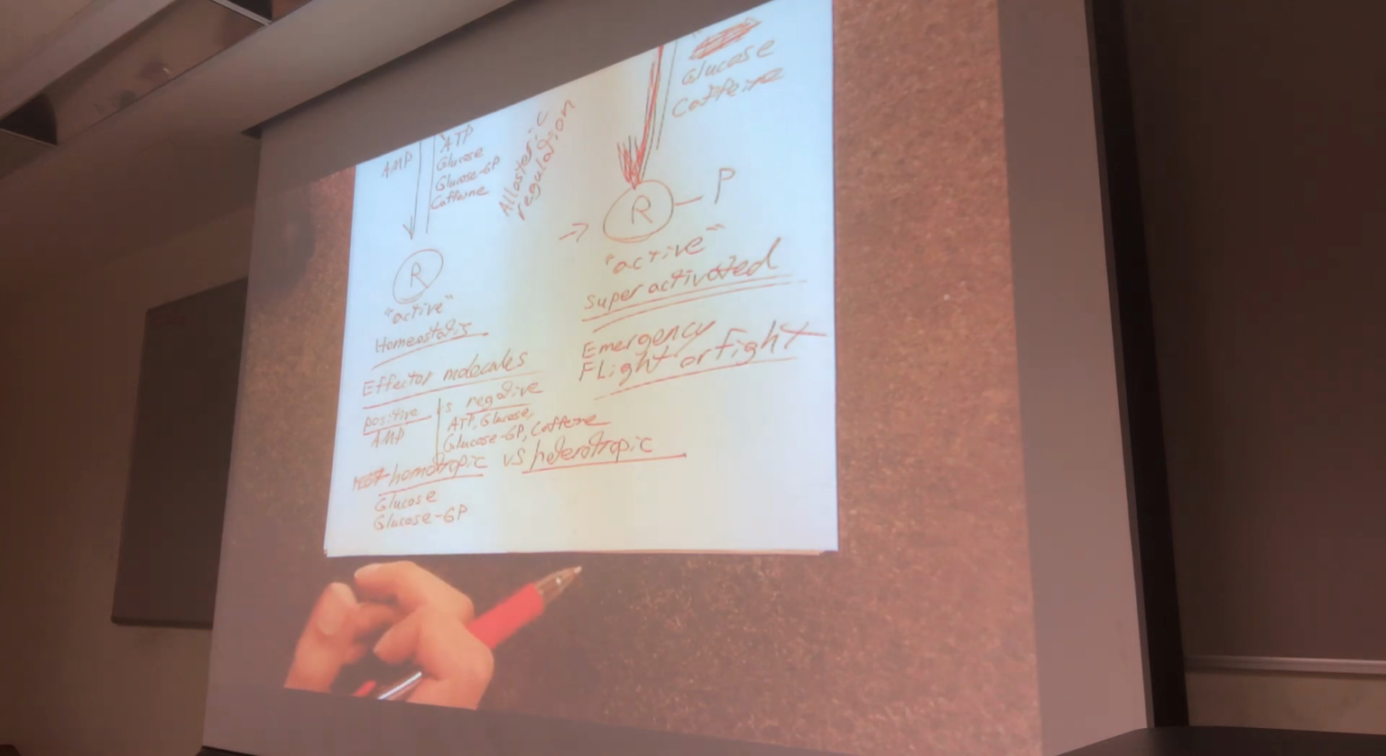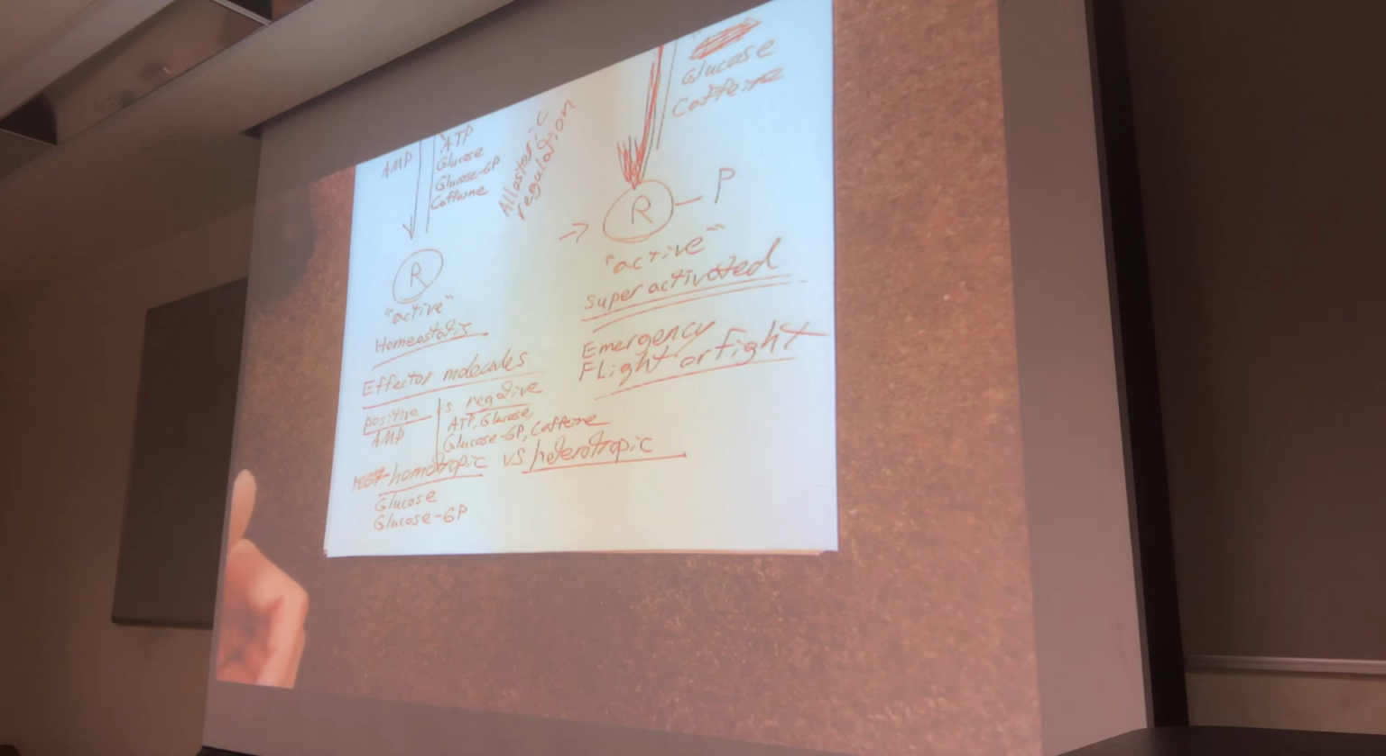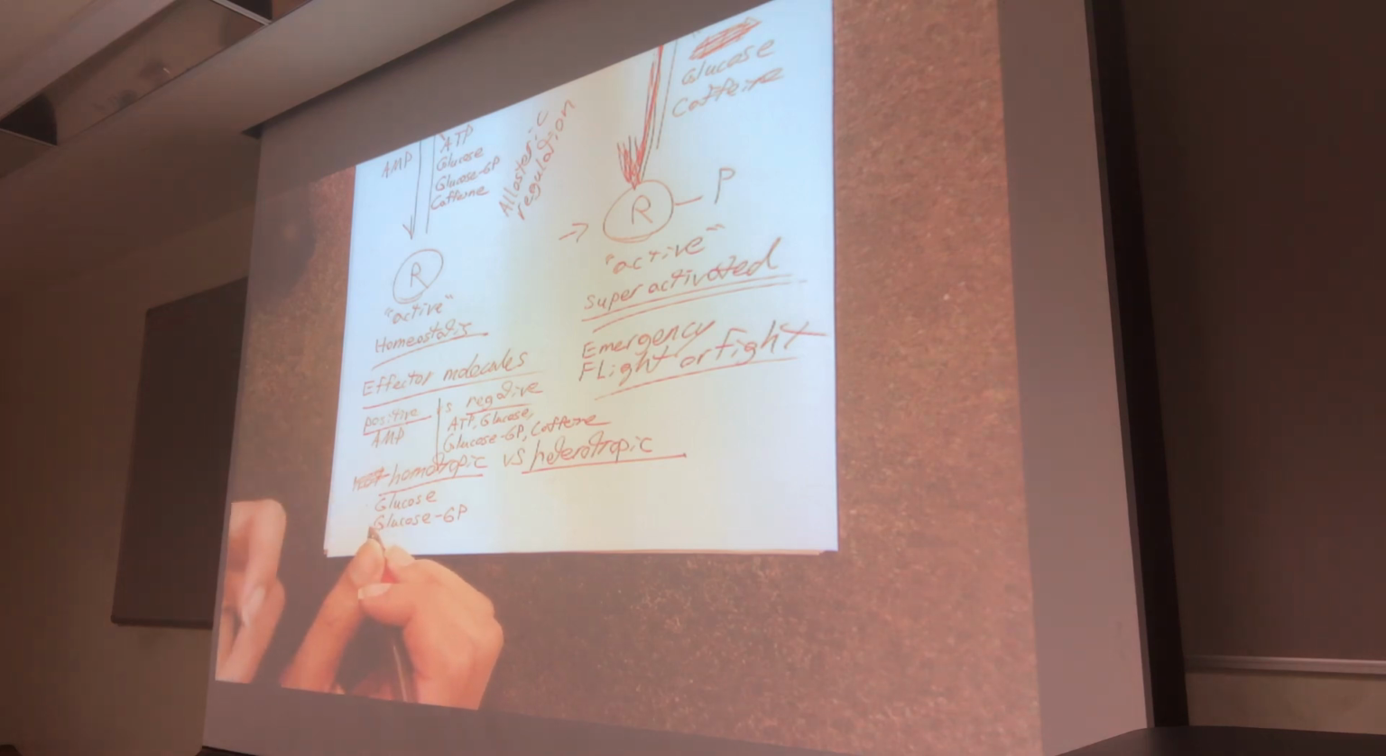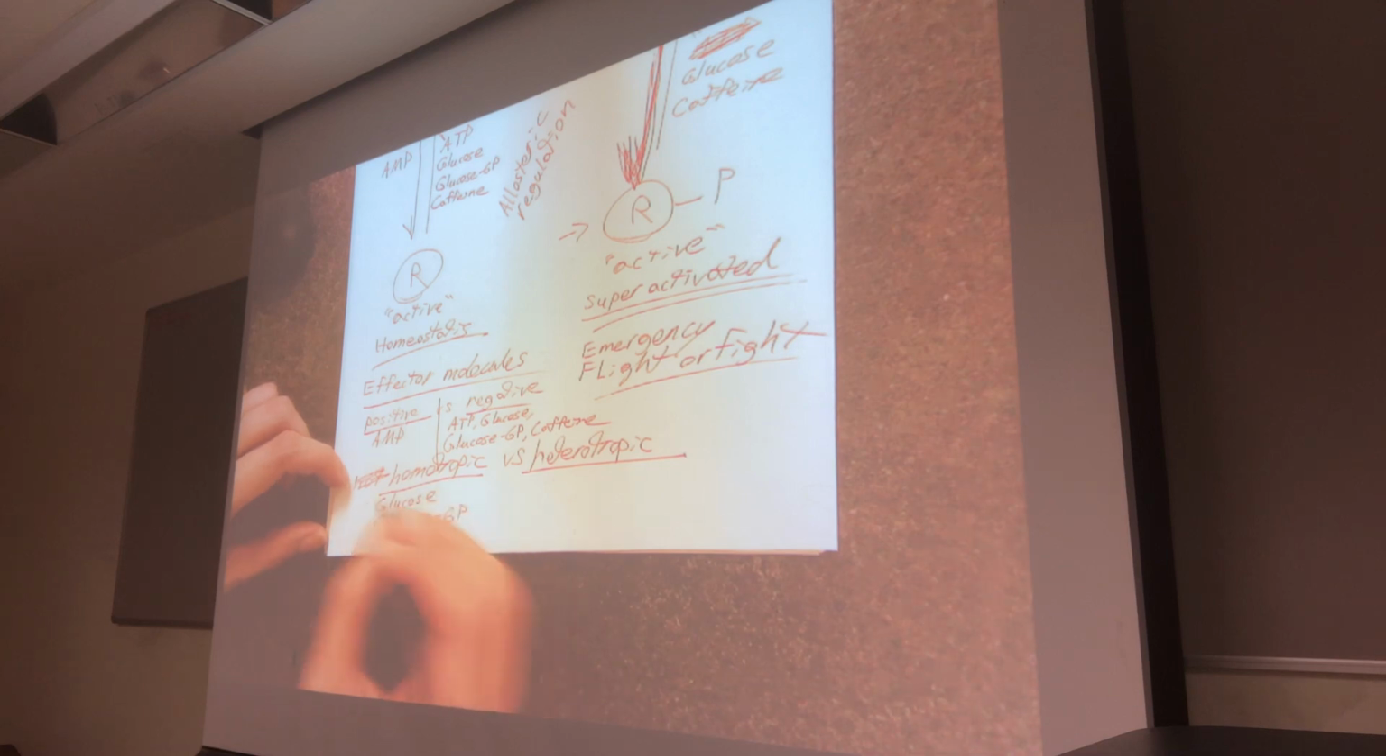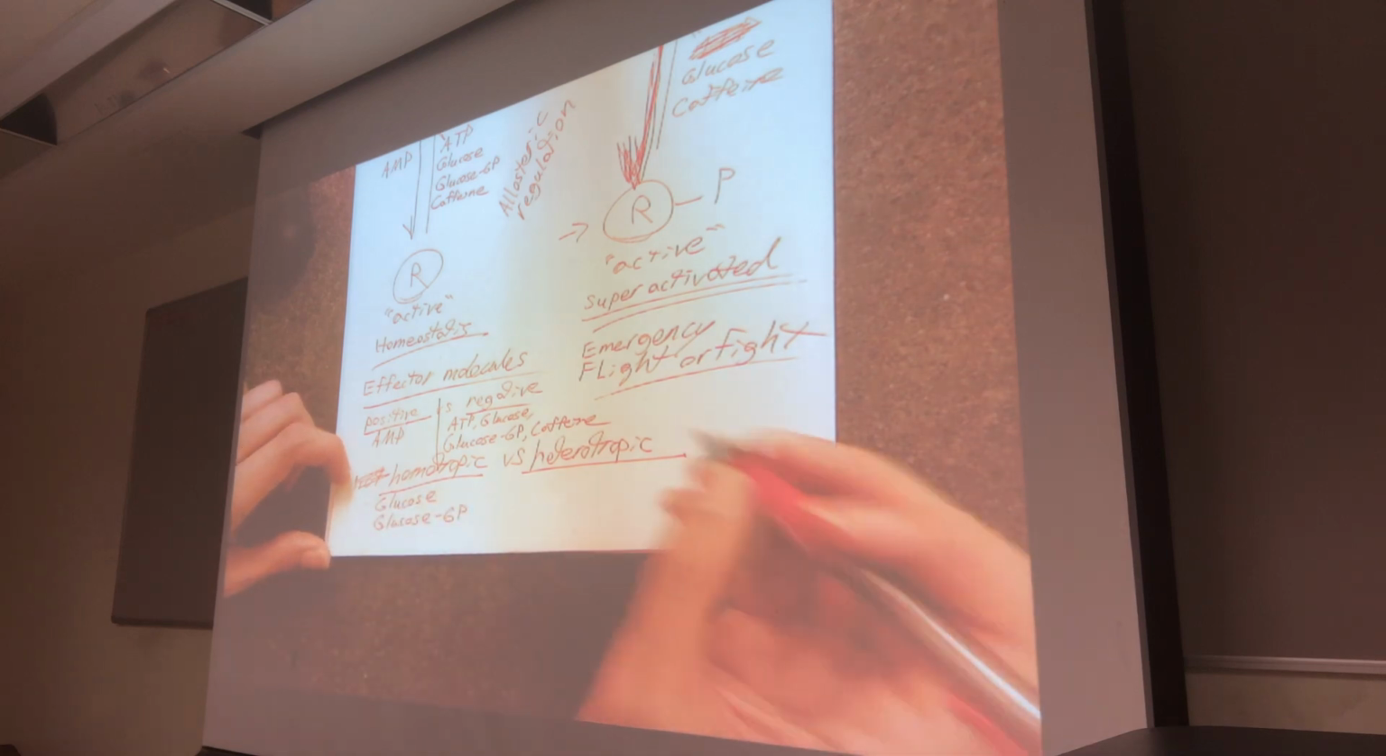The substrate of this enzyme is glycogen. What is glycogen made of? Glucose. A bunch of glucoses. So no wonder glucose and glucose 6-phosphate can bind to the active site. They look very similar to one end of glycogen. So that's why they are homotropic. They bind to the active site.